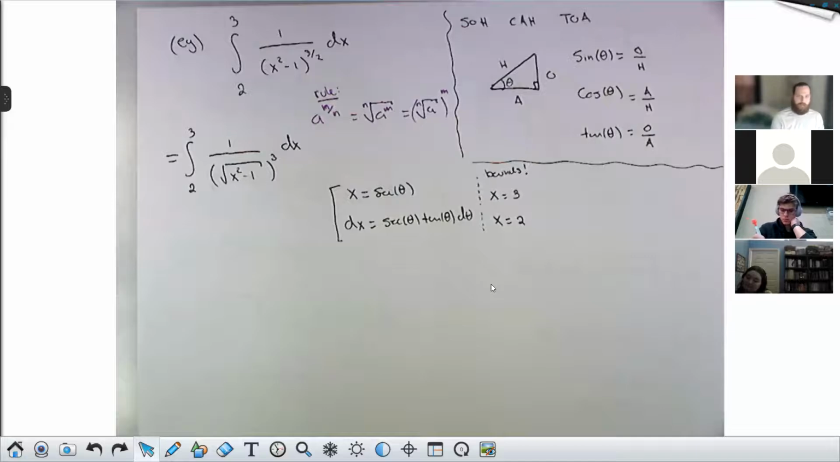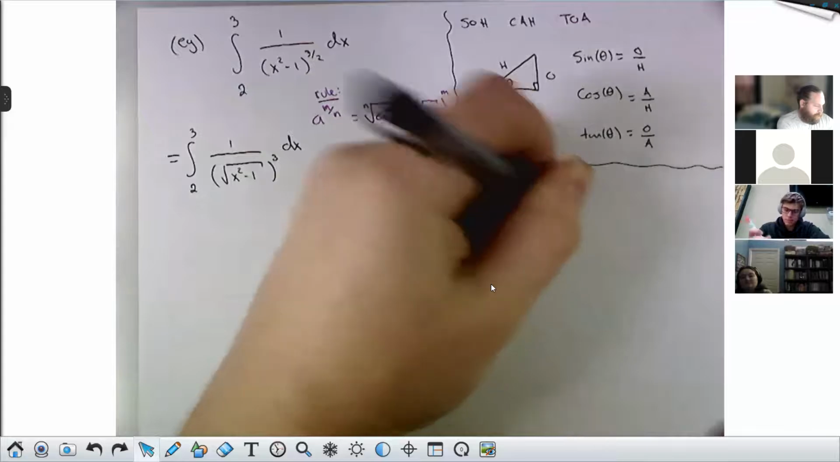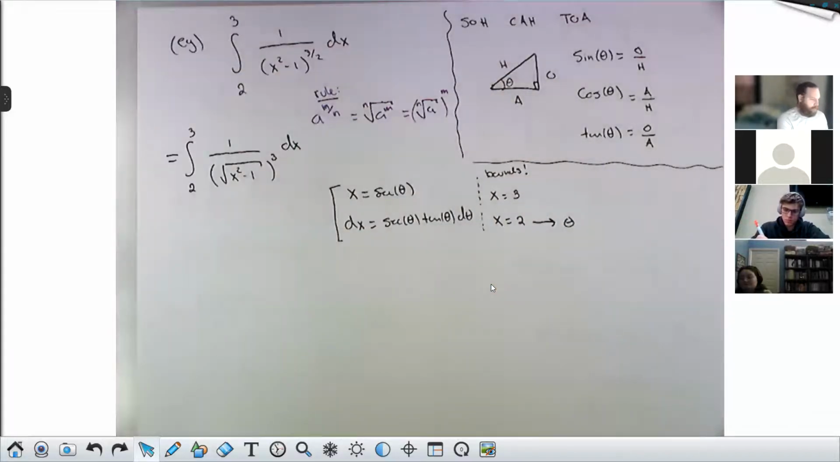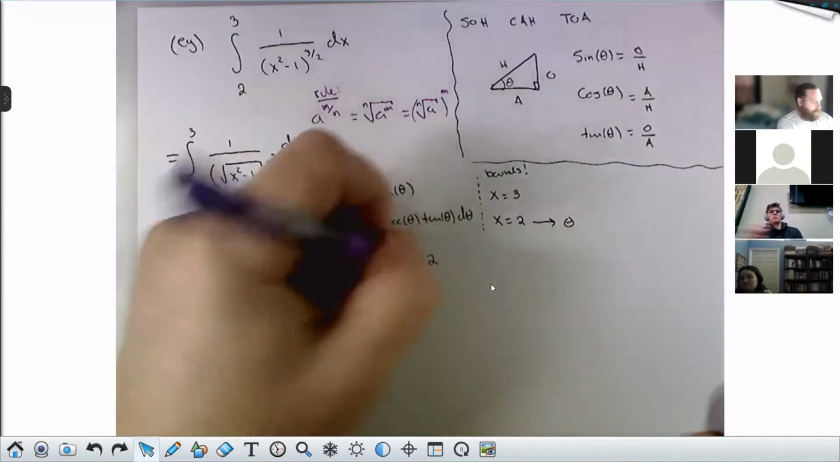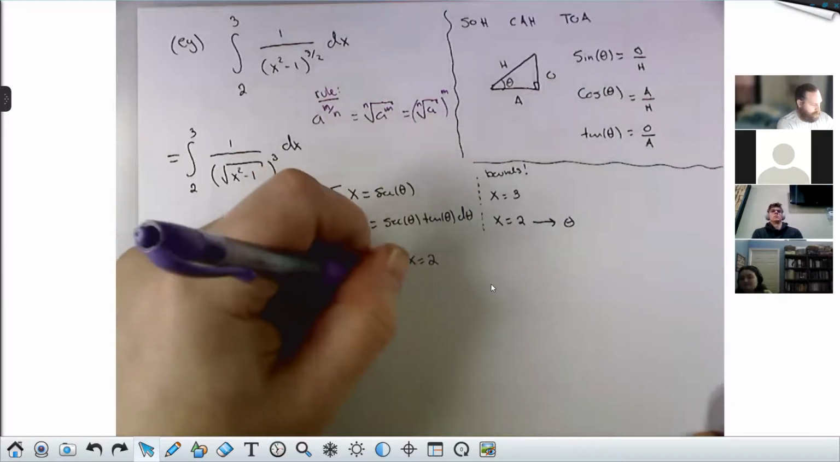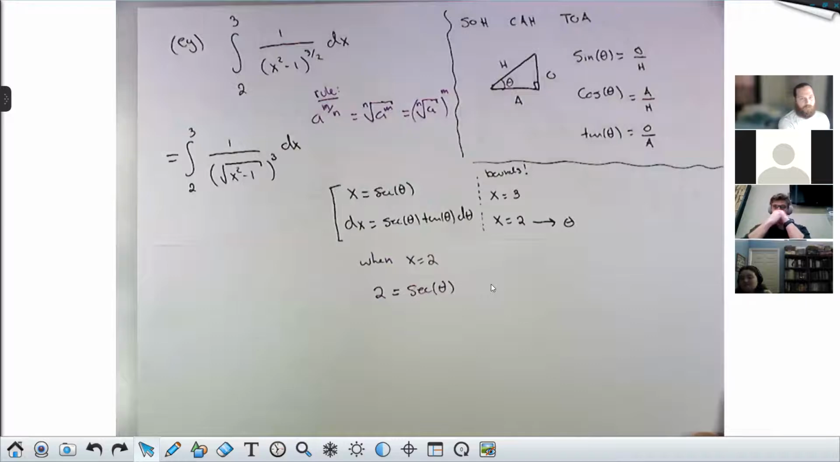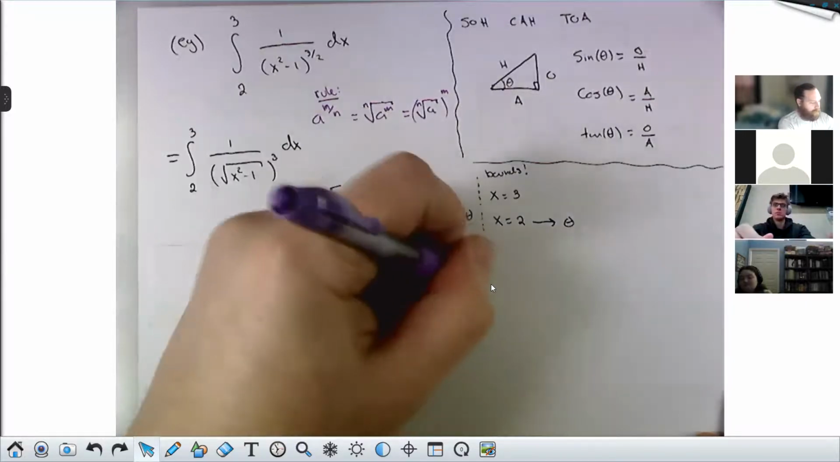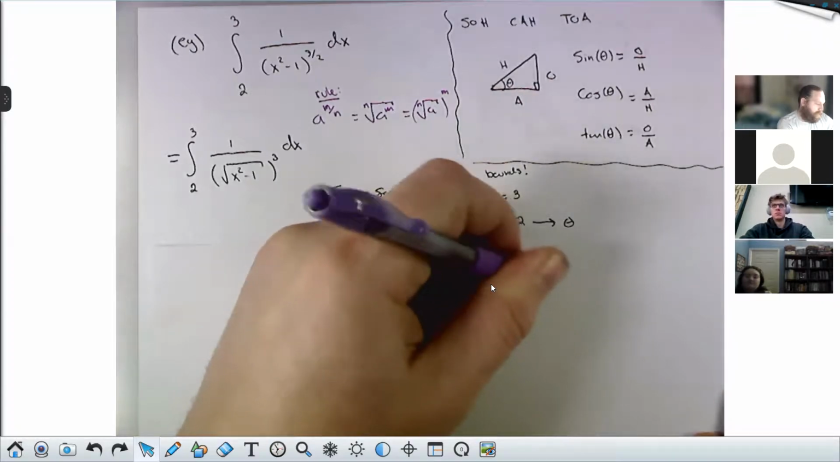Okay. Let's do the lower bound first. And I'll do some side work for this, I think, on a separate sheet. When x is equal to 2, we have, from this substitution, 2 is equal to the secant of theta, which is the same as saying 1/2 is equal to the cosine of theta.